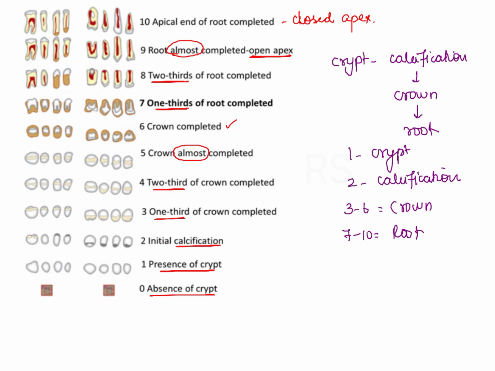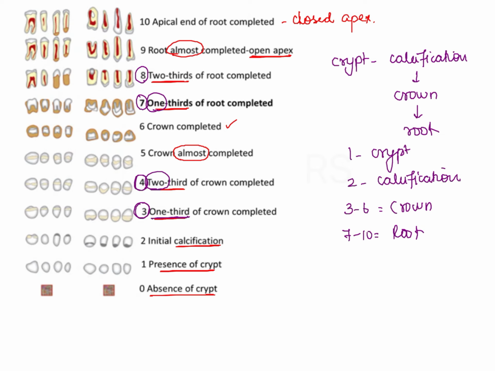Now another way to remember these stages: stage 3. So 3 is an odd number. It denotes 1/3 crown completion. So 1/3, 1 is again an odd number. Whereas stage 4, 4 is an even number. It denotes 2/3 crown completion. So 2 is again an even number. So you can remember in that way. Similarly for root completion also, stage 7, 7 is an odd number. Therefore it denotes 1/3 root completion, and stage 8, 8 is an even number which denotes 2/3 root completion. So these are some of the clues to remember it easily.